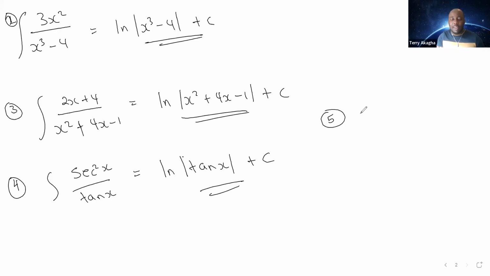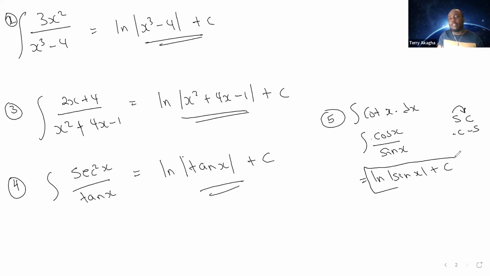Let's see number 5. Let's pick the last one. We're integrating, let's say, cot x dx. And we know that cot is the same thing as cosine over sine. Can you see? Cos over sine. I remember I told you that we have sine, cos, minus sine, minus cos. When you differentiate sine, it's going to give you cos. So that means the answer for this is going to be equal to the ln of sine x plus c. And that is that for that. Easy. All right.